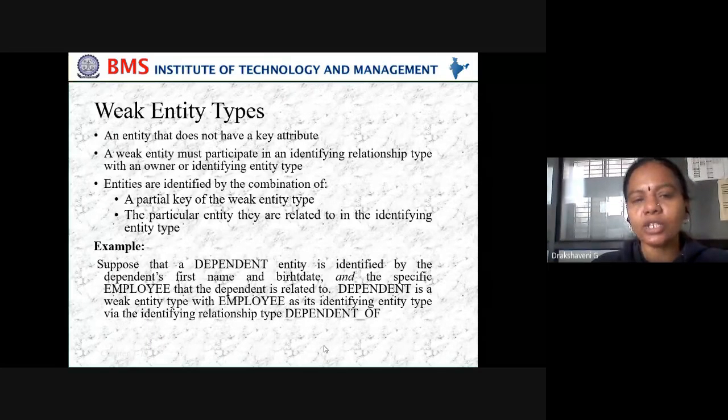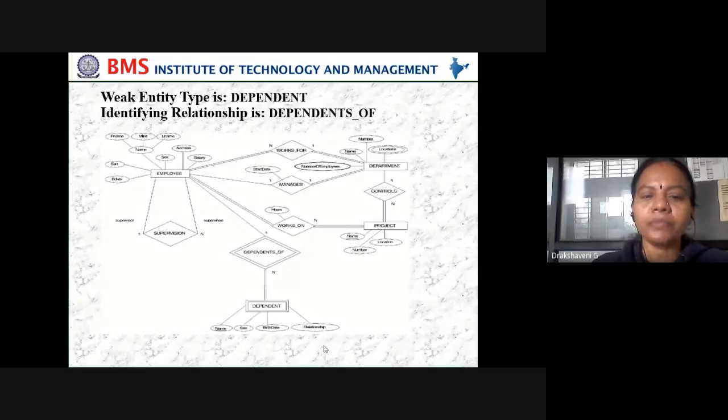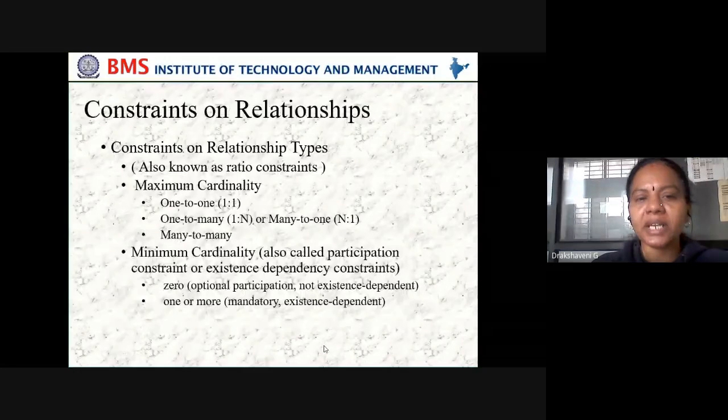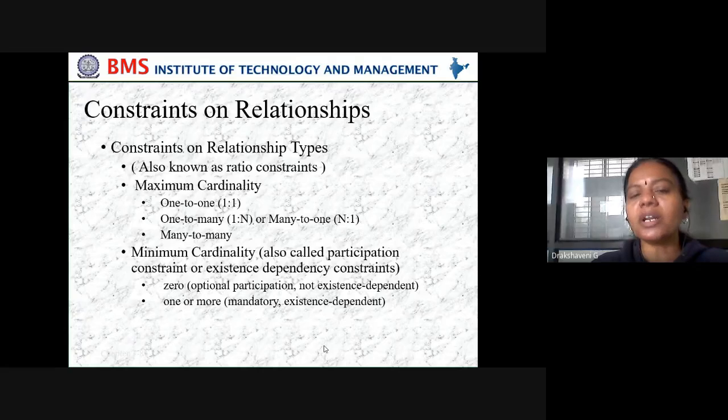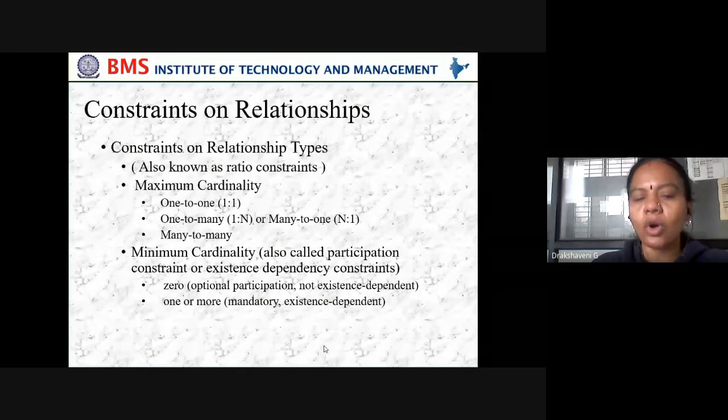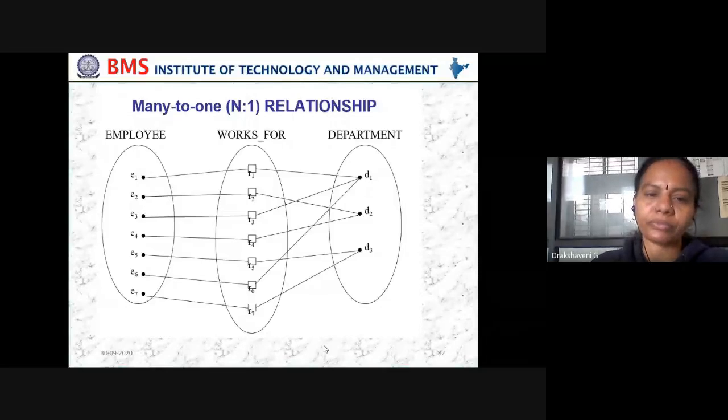A weak entity, as I just told, is where we do not have a key. Then what are the constraints and what is the cardinality ratio we give? Constraints means restrictions. The maximum cardinality may be 1-to-1, 1-to-many, many-to-1, or many-to-many. The minimum cardinality can be 0 or 1 or more.